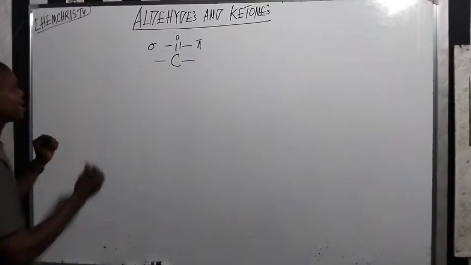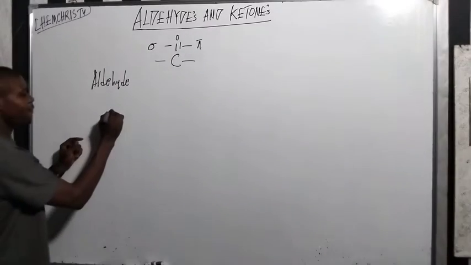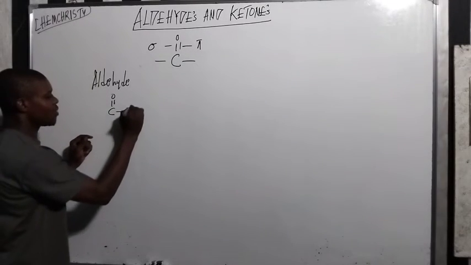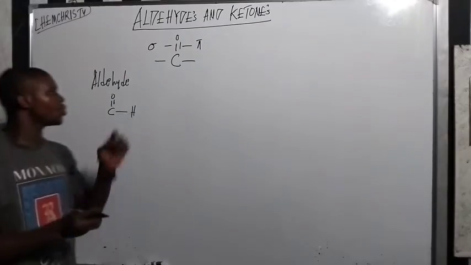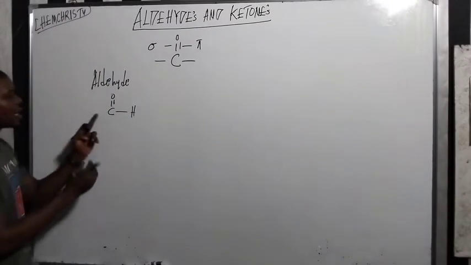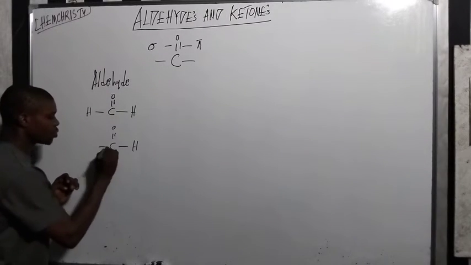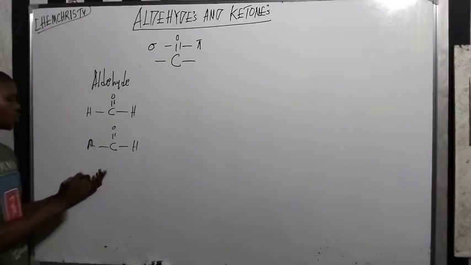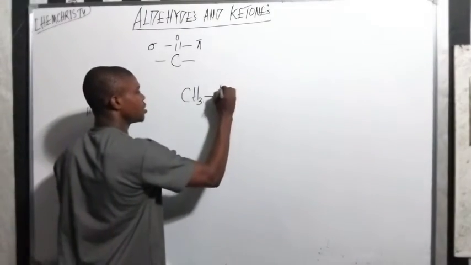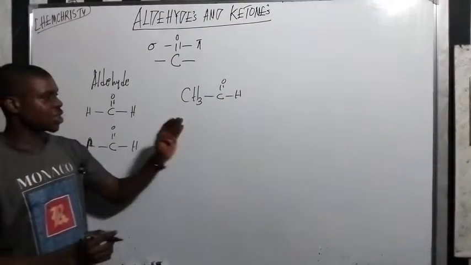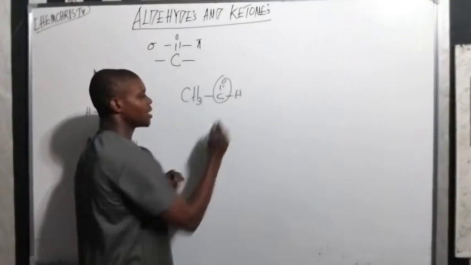What you want to understand here is that in an aldehyde, the functional group, the carbonyl, always has a hydrogen attached to it. So there's always a hydrogen attached to the carbonyl function in an aldehyde. The other side can be a hydrogen or any other group, like an alkyl group. A good example is CH3 C H. Do you understand? This one is an aldehyde because the carbonyl functional group has a hydrogen.